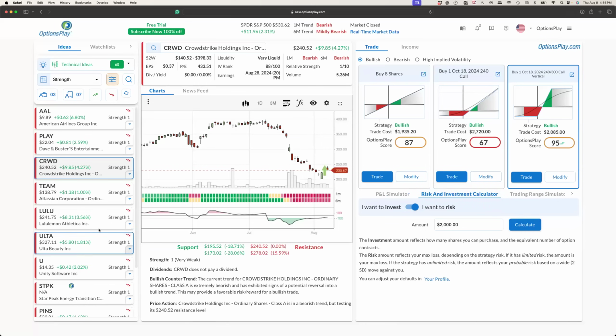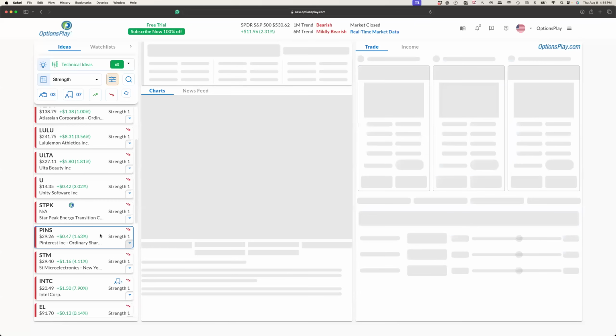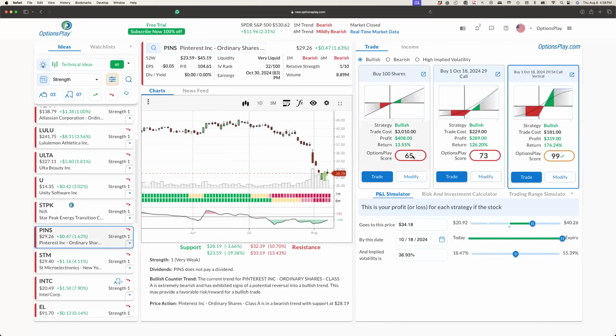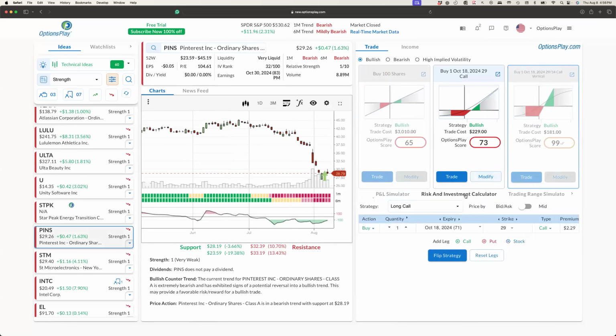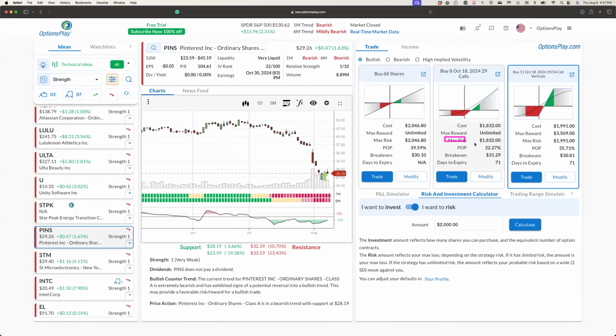This is telling me I can only buy one contract, right? Or if I'm looking at Pinterest here, and I'm thinking about buying those call options, I click on risk, click on one click, and it'll tell me I can buy 8 contracts of this call option. And if I buy 8 contracts, my max risk is $1,832.